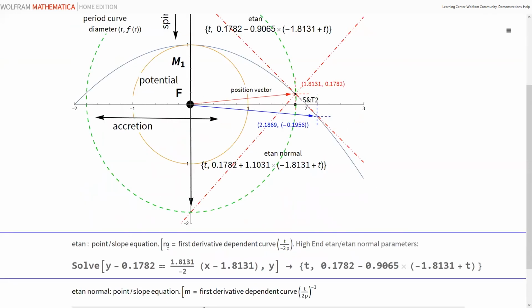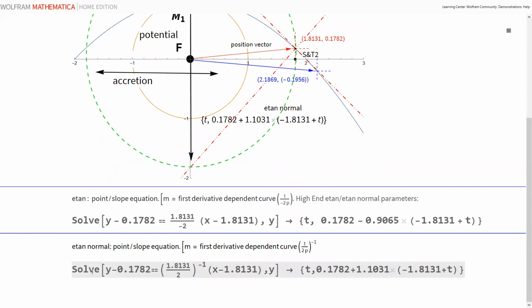How are we going to do this? The first derivative of the dependent curve is t over minus 2p. Y minus f of r will be equal to t, the event radius, over minus 2p. P is 1 unit. We're going to multiply the derivative times x minus the event radius, solve for y, convert square space to curve space, and you have a negative slope energy tangent.